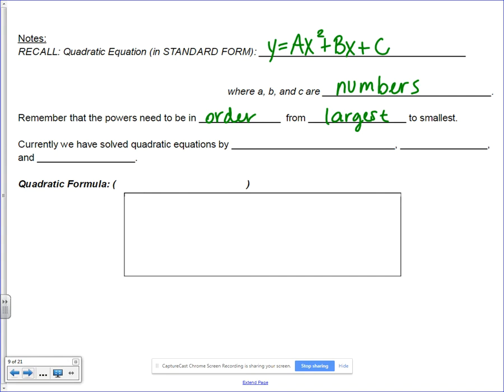Okay, so remind me the 3 ways that you know how to solve a quadratic. We can factor. We can graph, I think I heard Shane say. And then last one was isolating. Those are the 3 that you know how to do right now. Yesterday, we started the quadratic formula, and this is going to be the last way.